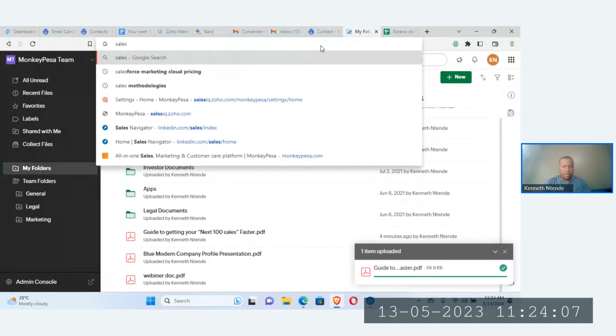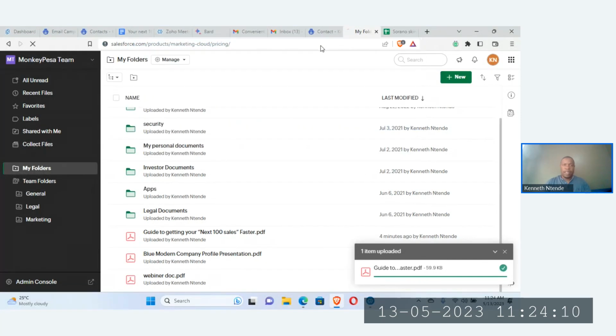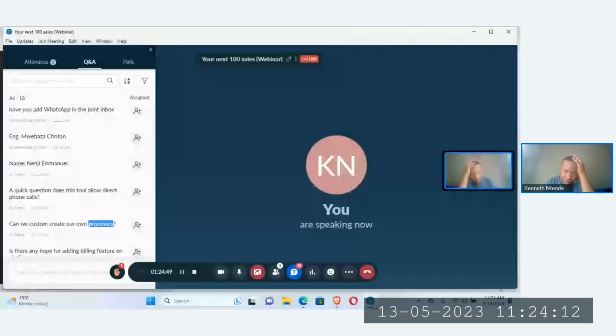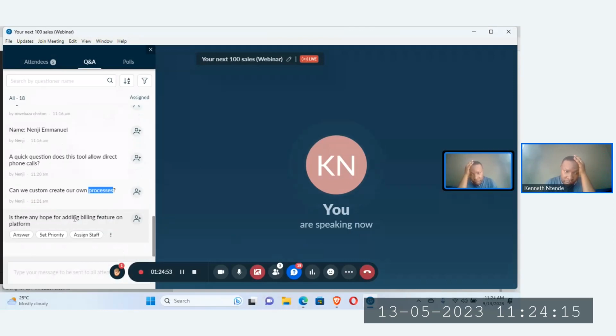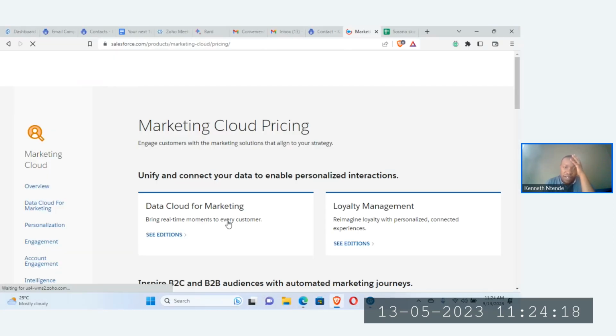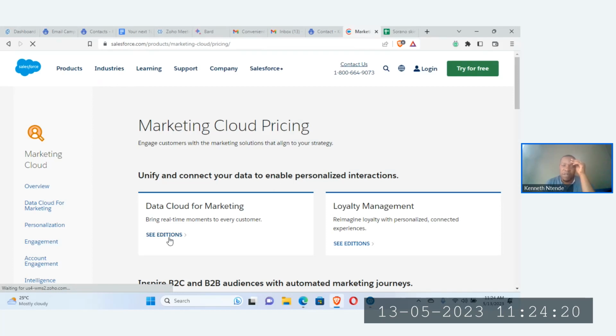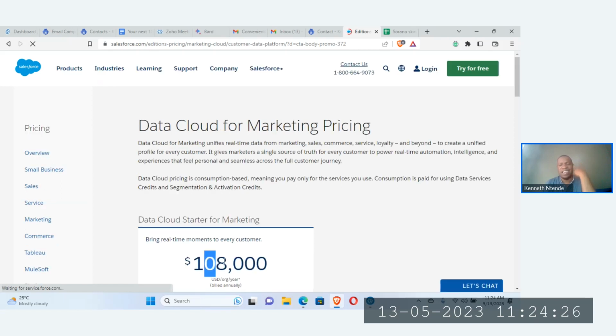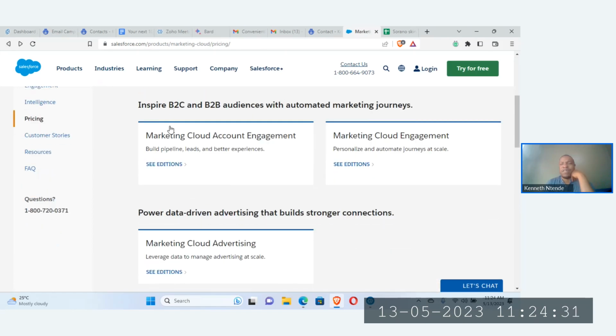And for some of them, if I can show you, let me just share my screen for you. Some of the tools they have, as an example, if I just search for the pricing of Salesforce, you'll notice that if, for example, I check the data cloud for marketing alone, it's going to cost you about $108,000. Most of the time, it's really not going to be price friendly at all.